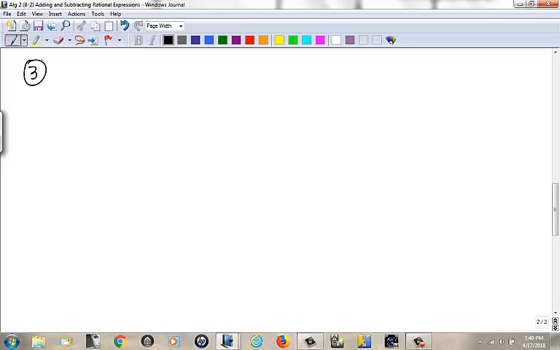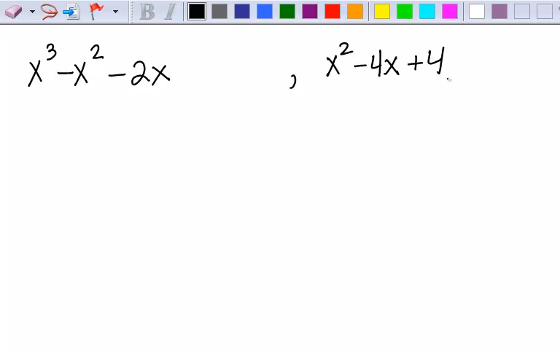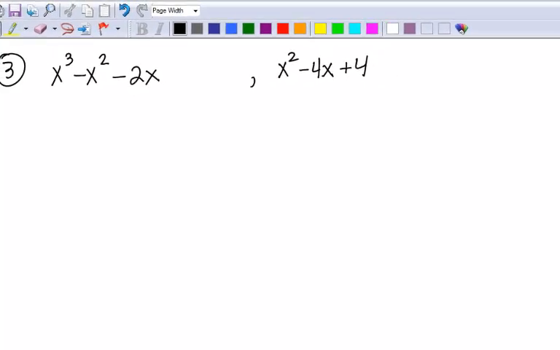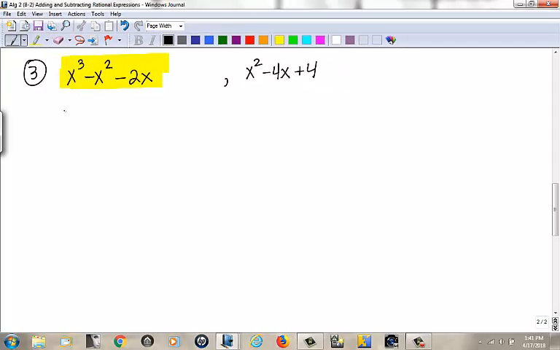Still find the least common multiple. The first one is x to the third minus x squared minus 2x. Leave a space. Second denominator would have been x squared minus 4x plus 4. We only have two of them. You cannot work these until you get them factored. So look at the first one. What is in common? X. Take out an X, one set of parentheses. What's left? Minus X minus 2.